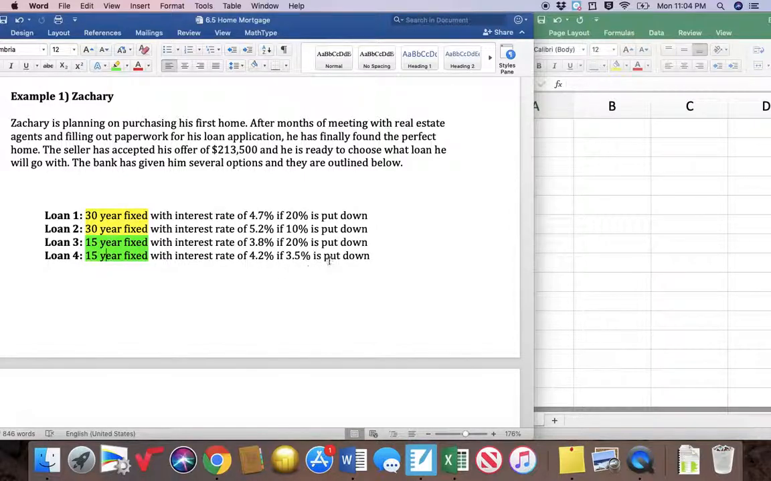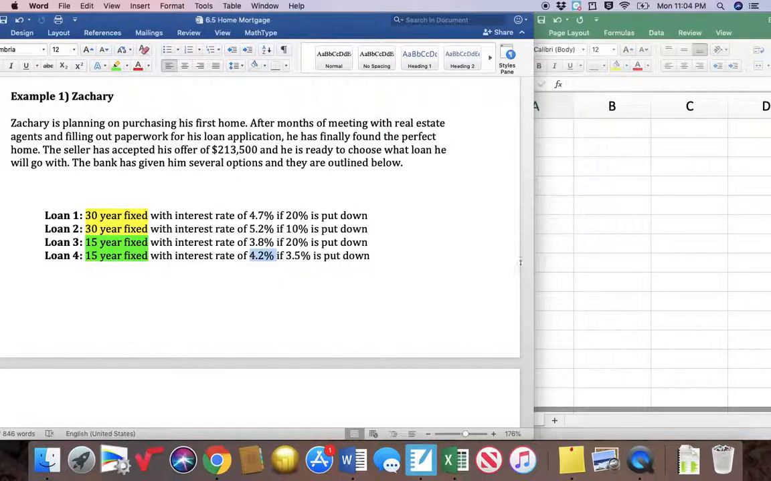In loan 4, it's still 15 years. He's only going to put 3.5% down, and that 3.5% is really important. We see that number a lot when you're looking at an FHA loan. And in our research, we found that FHA 30-year loans are the most popular among Americans. So notice here, putting 3.5% down, he still has this interest rate of 4.2%, which is lower than I have in loan 1 and loan 2, probably because I'm still doing a 15-year, even though only 3.5% is being put down. So the purpose of this is really just to compare and see what would be the best option for Zachary as he moves forward in this process of purchasing this home.